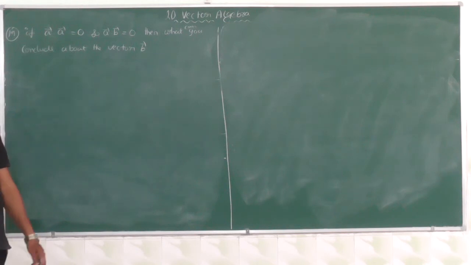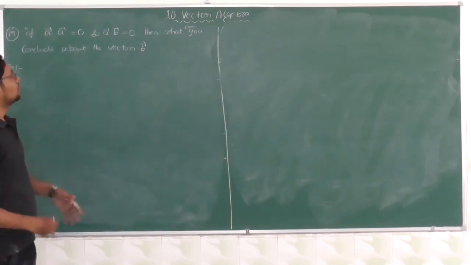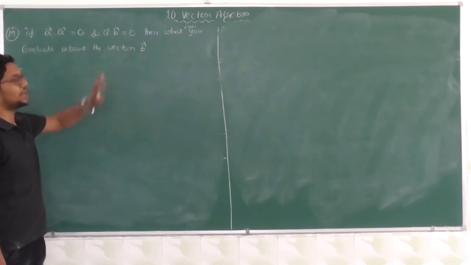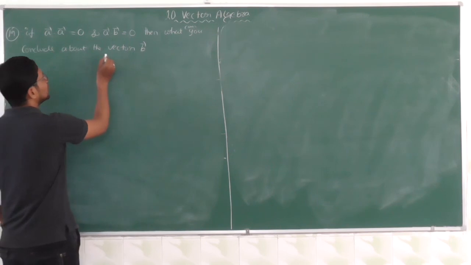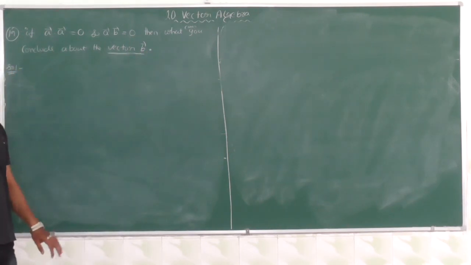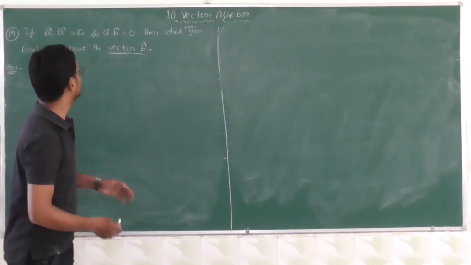Right? Here we have a question by giving some conditions that A dot A equals 0 and A dot B equals 0. From these two conditions, we have to give some conclusion about the vector B.